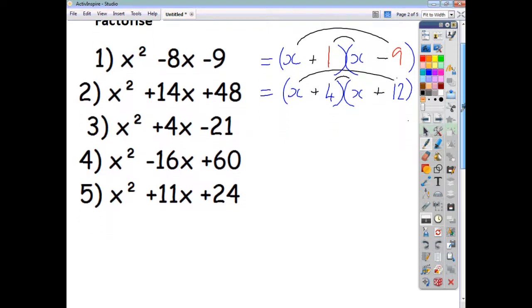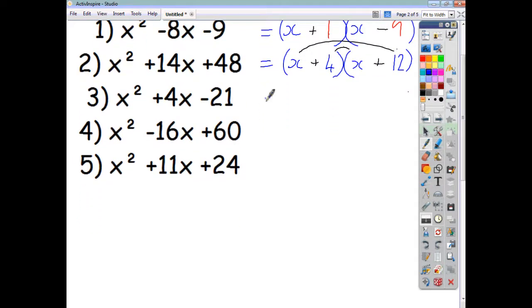Now let's look at the next one. Again, open up your double bracket. So you're going to have x times x, because they give you x squared. Factors of 21: 1 and 21, 7 and 3. 7 and 3 is what we want, because 7 minus 3 is 4. And your focus is to be on this middle term.